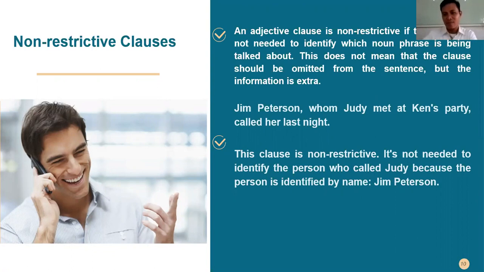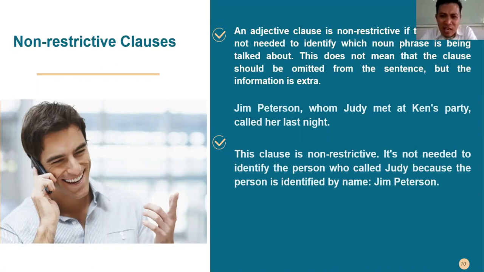So an example of a non-restrictive clause is: Jim Peterson, whom Judy met at Ken's party, called her last night. How about if I say Jim Peterson called her last night? Jim Peterson called Judy last night. Do you understand? Are you still wondering? Are you still confused? No, sir.